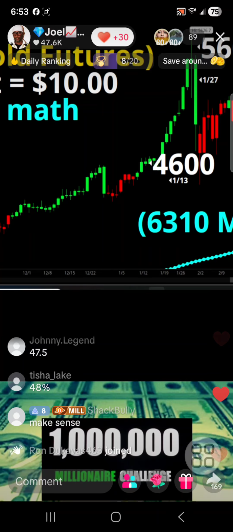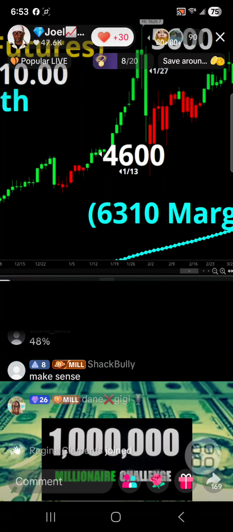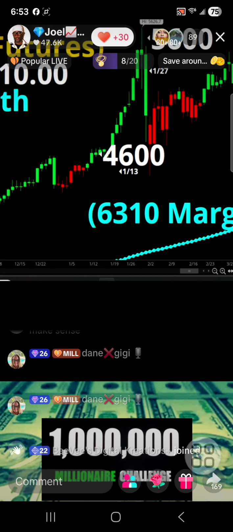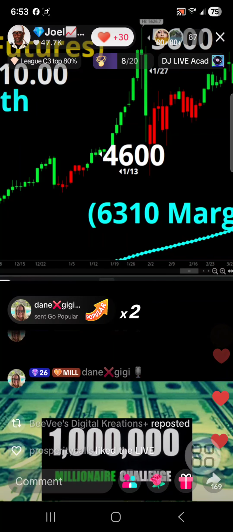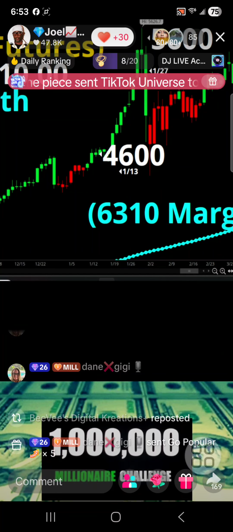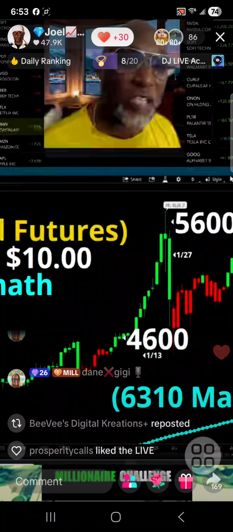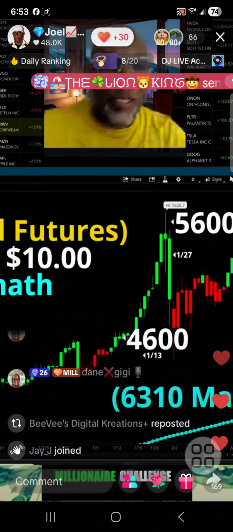Gold goes from 4,300 to 4,600. It moves 300 points. You make $10 per point. 300 points times 10, I make $3,000. I needed 6,310. I made $3,000. I needed 6,310. I made $3,000. I needed 6,310. I make a 47% return in 3 months trading gold.